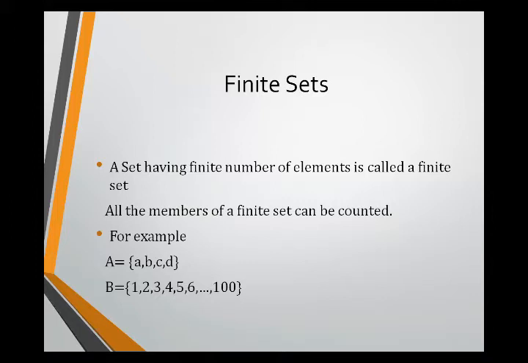For example, A equals braces A, B, C, and D. These are countable sets. Second set is set B. It starts from 1, as you see, 1, 2, 3, 4, 5, 6, and up to 100. These numbers are also countable, so such kind of sets are called finite sets. These are the examples.